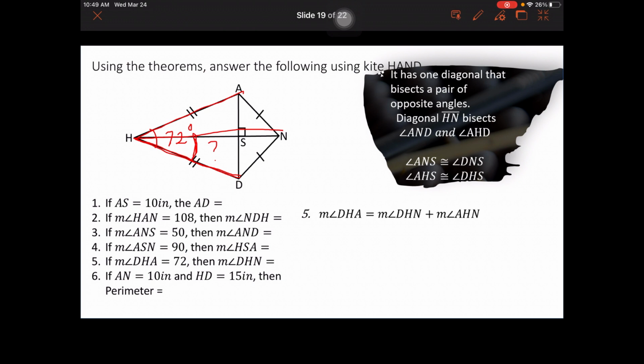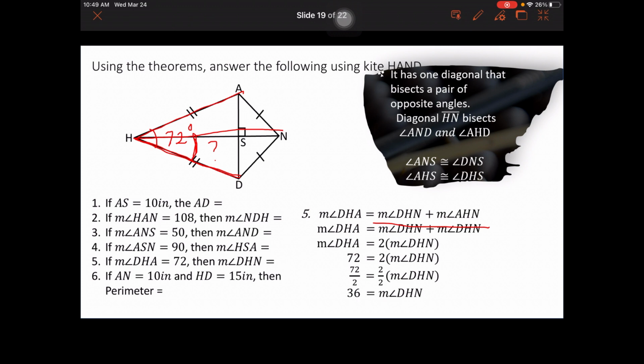Sabihin po, the measure of DHA is equal to the measure of DHN plus the measure of AHN. Since parehas lang naman po ito ng measure, itong dalawa na to, pwede ko sabihin na the measure of DHN plus DHN, angle DHN. Then, substitute lang po natin yung given, divide both sides by 2. Then, 36 is equal to the measure of angle DHN.